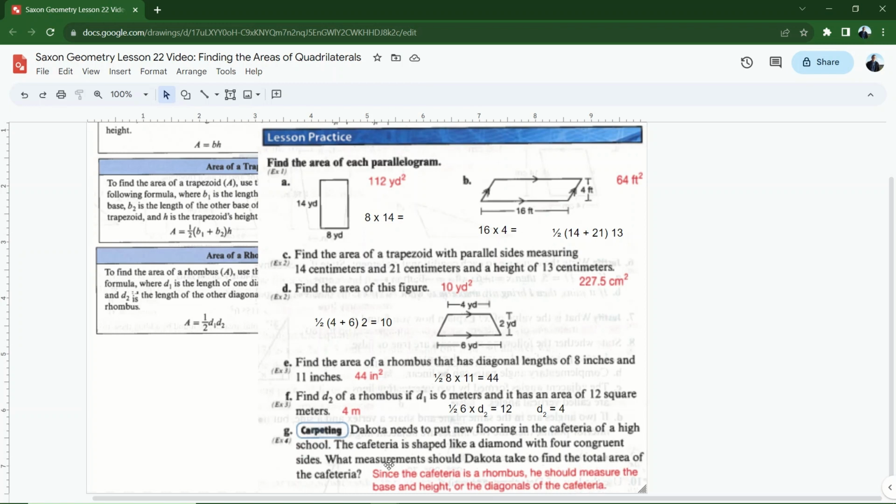Since the cafeteria is a rhombus, a diamond is a type of rhombus because the opposite sides are parallel on both sides of it. So since a diamond is a rhombus, Dakota should measure either the base and height. Notice a rhombus is a parallelogram, so if we know the base of one side and then perpendicular to that base, how far is it to the opposite side? That's what we would need to know. Or the diagonals of the cafeteria. Either one of those, we'd be able to calculate the area of the cafeteria.